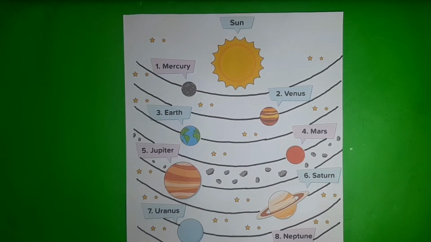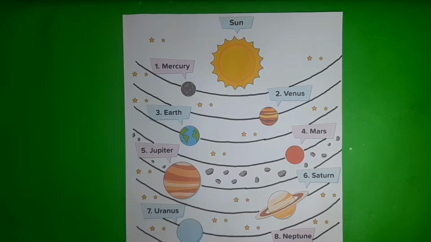Let me ask you a question. How many planets are there in the solar system? We have 9? No, the answer is wrong. The answer is 8 planets. Pluto is removed from the planetary list. At the end of this video, I'll tell you the reason why Pluto is not a planet. So watch the video till the end.